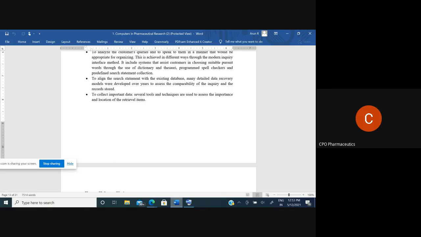Both, the information retrieval system and artificial intelligence, how can I differentiate them? I need any one of you, your name, please. Anyone, please tell your name. Abhishek, well and good. Okay.